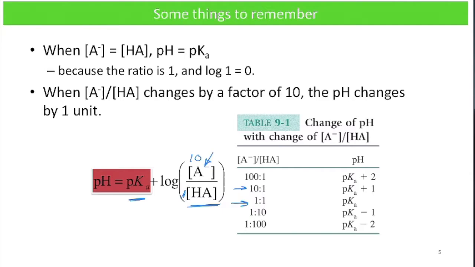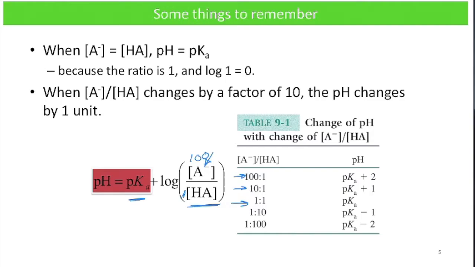It makes sense because we have more base. The pH of the solution should be more basic than what it would be if we had equal concentrations of acid and base in the solution. And since pH is a log scale, every time the ratio changes by a factor of 10, the pH is going to change by 1 unit. So if we increase the concentration of base by another factor of 10, now it's 100 times more base than acid. So we'd have 100 as A-, 1 as HA. Now we have log of 100, which is 2, so we have pH equals pKa plus 2.